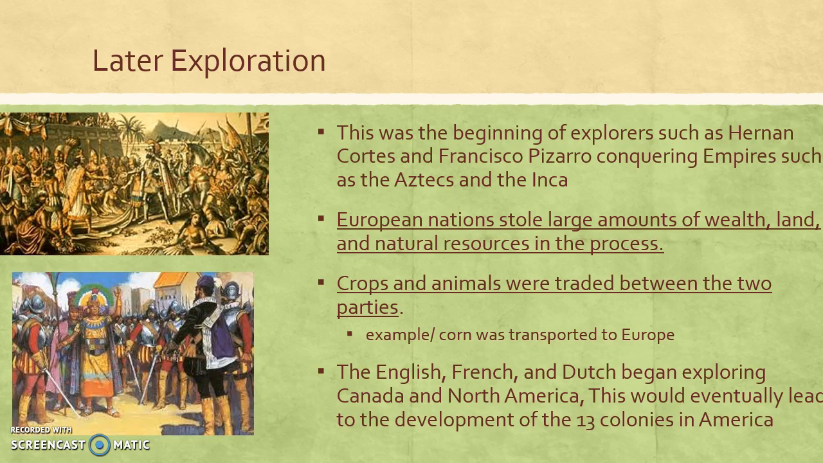Crops and animals were also traded between the two parties. For example, corn was transported to Europe when it had never been there before, as well as various types of beans. The English, French, and Dutch also began exploring Canada and North America. This would eventually lead to the development of the 13 colonies in America.